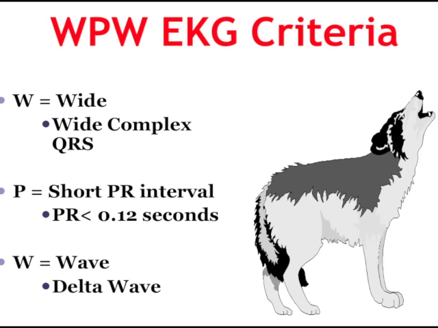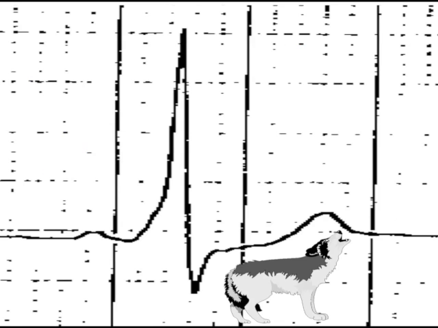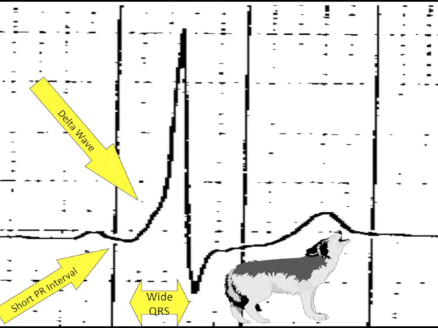A delta wave. So if you were looking for a mnemonic for how to remember the EKG criteria for WPW, the mnemonic is WPW. Wide complex, PR short, and a wave, a delta wave. So it looks like this. This is WPW. You have wide complex, PR is short, and this delta wave.